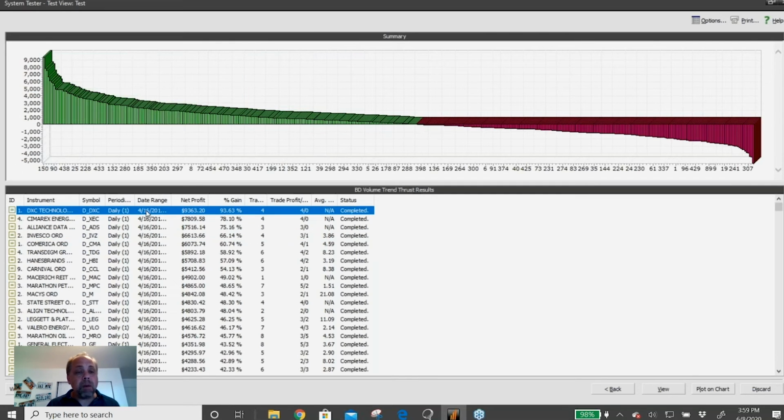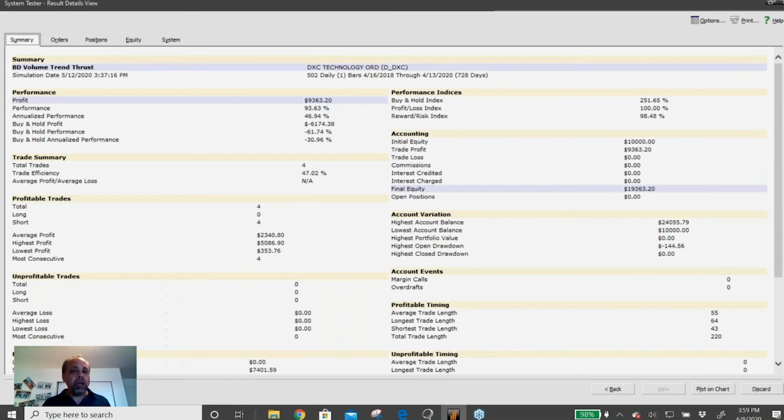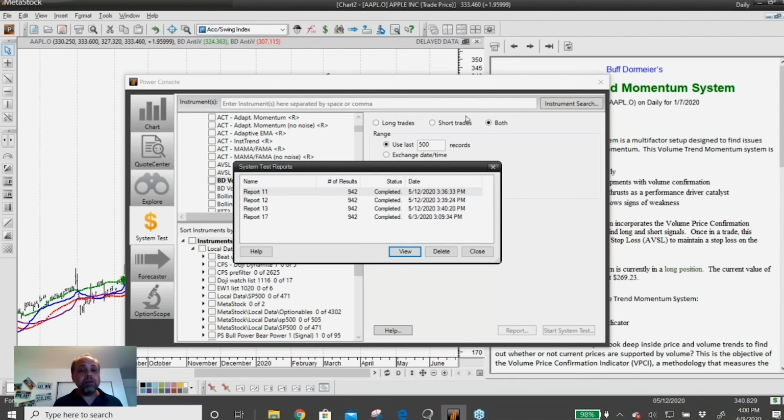Okay. Not only that, with the testing engine you have with MetaStock, you have the ability to test multiple securities at once. You also have the ability to go in and look at full-fledged reports. So I'm not going to spend a lot of time in here, but I can go actually here and view. And on DXC, we would have made a profit of about 93%, $9,363, if we started with basically $10,000. We basically traded 502 days, so actually about 2 years of data. We made about 49% a year over that 2 years of data. Testing works in the MetaStock program.